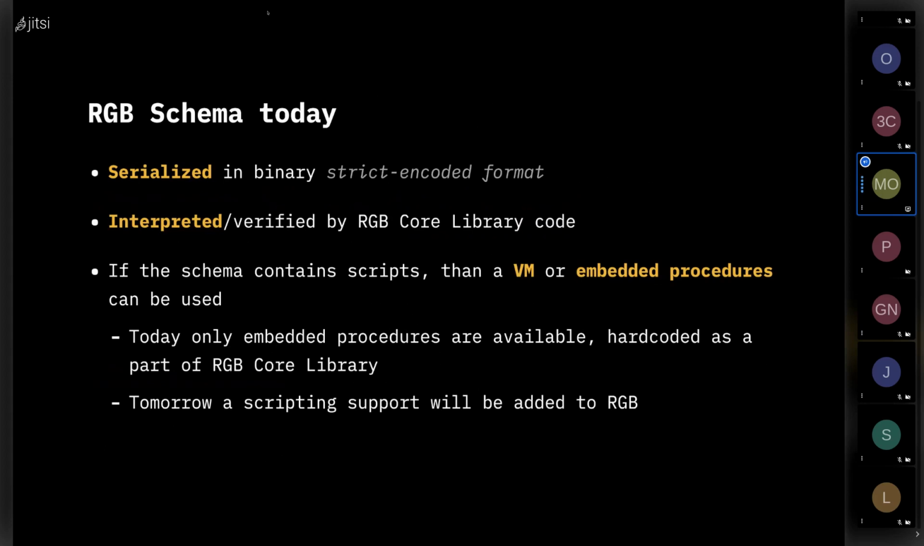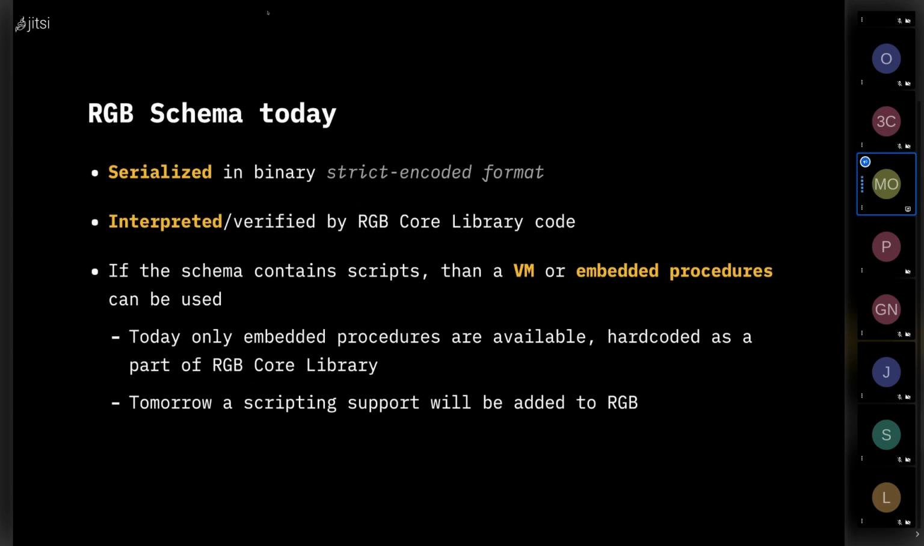So how is it implemented today? By today, I mean version 0.4 and version 0.5, which is currently in production and will be released in the next 2 weeks or so. Today, the schema is serialized as binary strict encoded data. So it's basically a data structure that is serialized in some binary form.